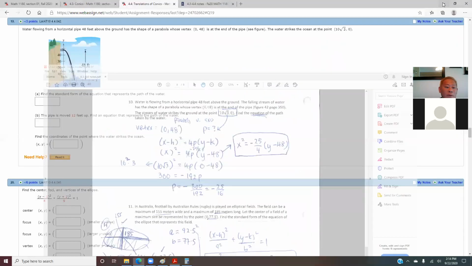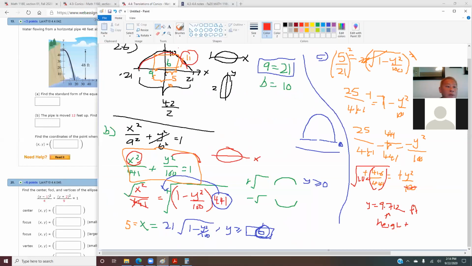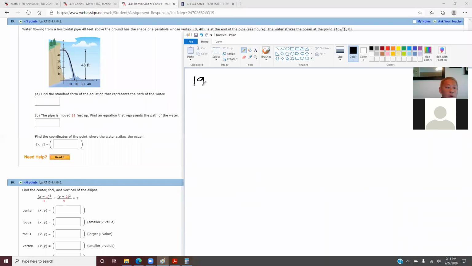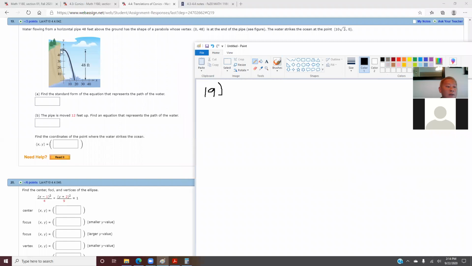So I'm going to do this again. For this question 4.4, I'm going to get a new one here. So number 19 is asking us to create a standard form equation given this parabola. The question is given us a parabola that is 48 feet above the ground. The picture is drawn. And the water strikes at the point of 10√30. So this location, these coordinates right over here, is 10√30. So this is a parabola. And if you draw it, it looks something like this. Again, you only take half of it. That means we don't want this one.